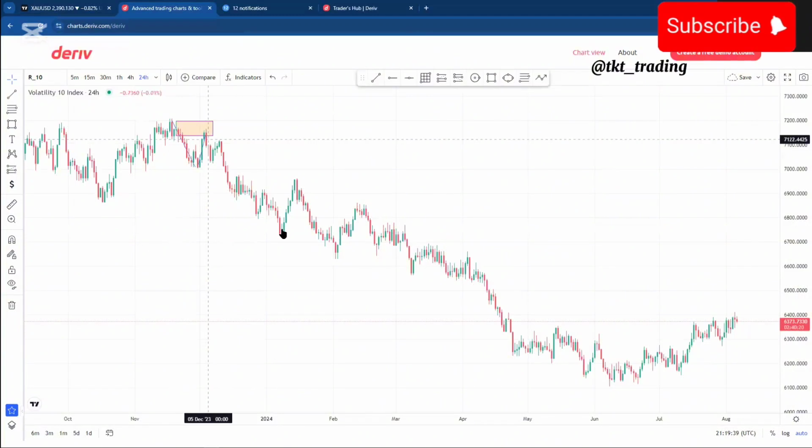Then let's look for a typical example again. Okay, now we have price have this impulsive move all the way down here. Then it has a retracement.